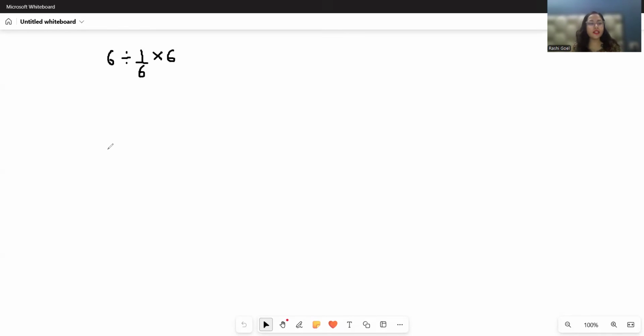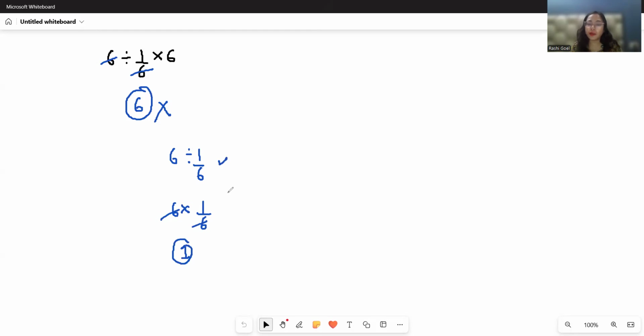So we are given 6 divided by 1 by 6 times 6. In this expression, people cancel out and their answer is 6. What do you think? Is it correct or incorrect? Yes, it is incorrect. When you are given 6 divided by 1 by 6, it is totally different from 6 multiplied by 1 by 6. In that case, you can cancel out and your answer is 1.